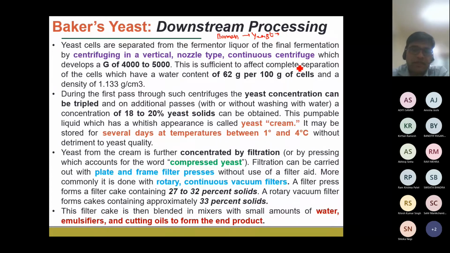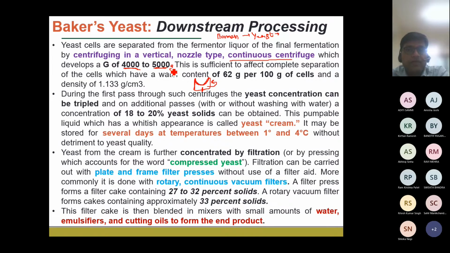So how is this biomass separated? Generally in the industries we have a continuous centrifuge system. If you look into the continuous centrifuge, it has a cloth-like material in a particular tank, and this tank is connected from the bottom with a motor, and it is rotated at a speed of 4,000 to 5,000 g, where g is the gravity. So the speed at which it rotates is 4,000 to 5,000 times the gravitational pull.